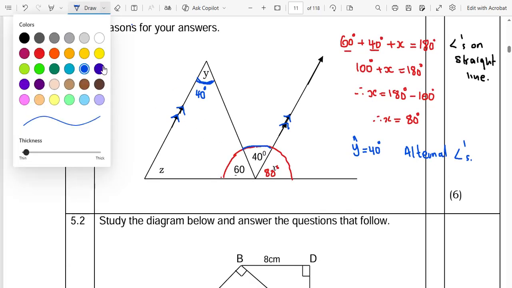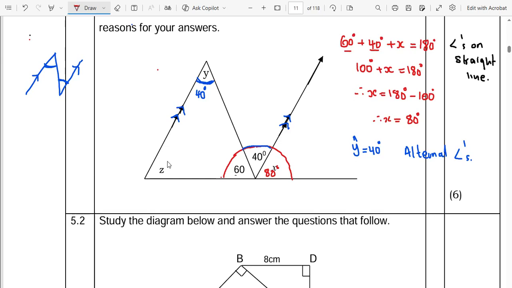Now you can see that it's very easy for you to find z, because for z we're going to use what we call the sum of angles in a triangle. When we add the sum of angles in a triangle, we need to have an answer of 180 degrees. So we say 40 degrees, which is that angle there, we add this with 60 degrees, which is that angle. Then we add z. This should give us 180. The reason for that: sum of angles in a triangle.